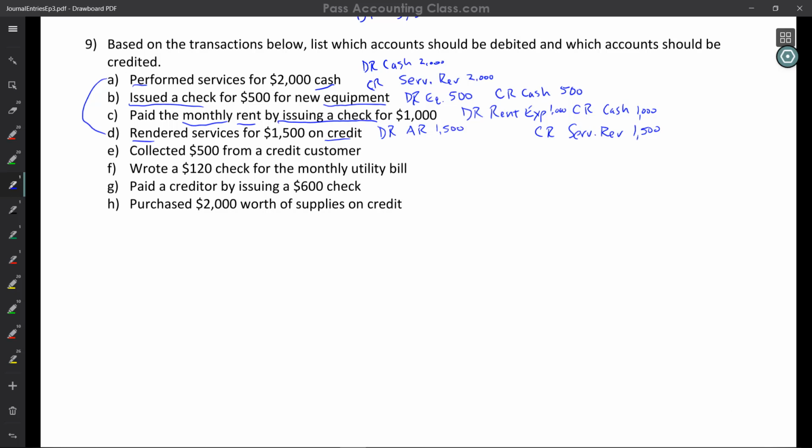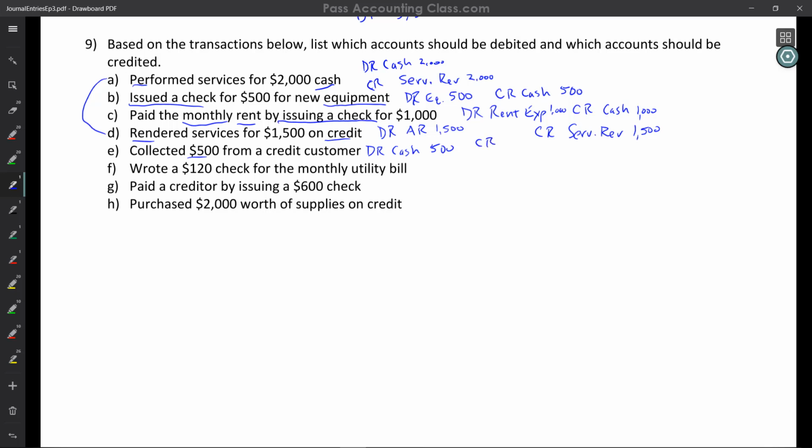Next, it says collected $500 from a credit customer. Well, when we collect $500, that means we received cash. Cash is an asset. We increase the balance of cash by debiting it. So we're going to debit cash, the $500. And then we need to figure out what we are going to credit. So we're going to credit an account. We know it's going to be for $500. We just don't know what it is.